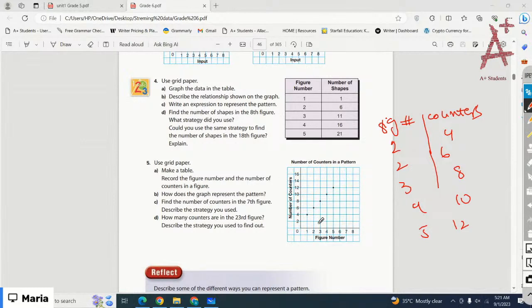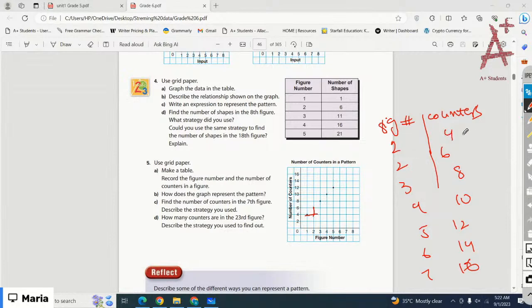How does the graph represent the pattern? You have to move right 1 point and up 2 points, right? Because 4 and 6, you move right 1 and up 2. Okay, you have to write down the expression because you have to find the number of counters in the 7th figure. In the 6th they are 14, in the 7th they are 16. That means in the 7th figure you have 16 counters, right?